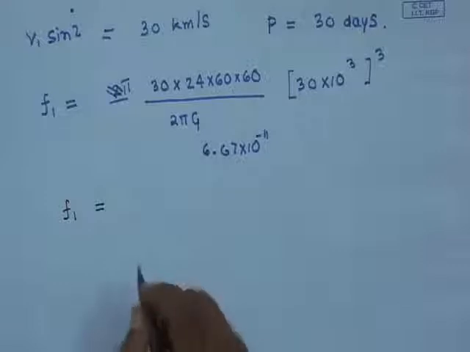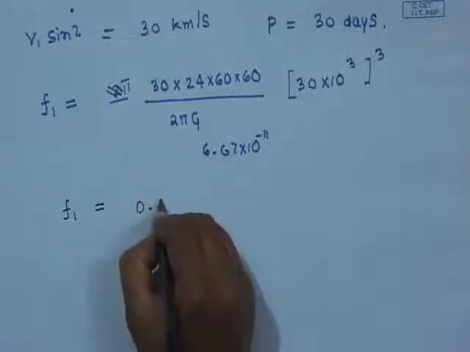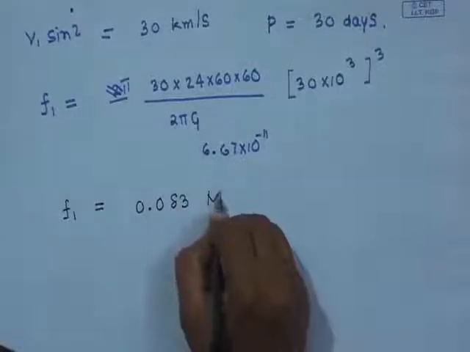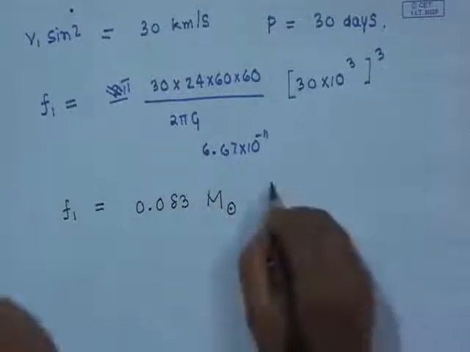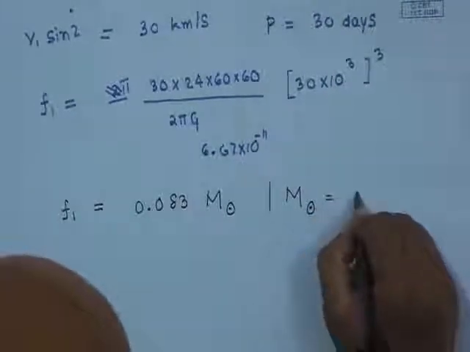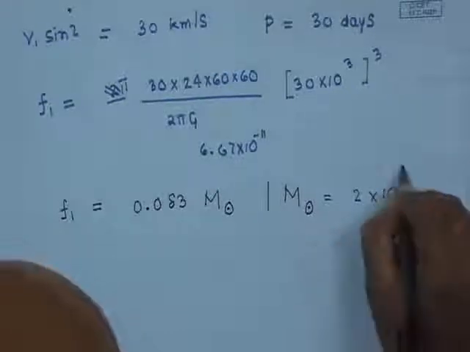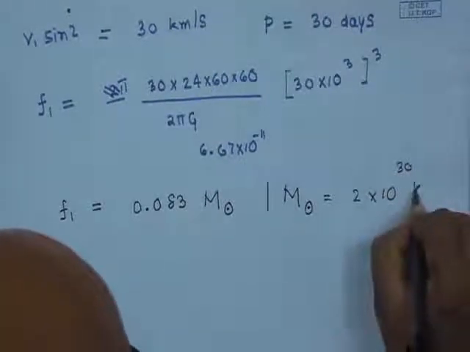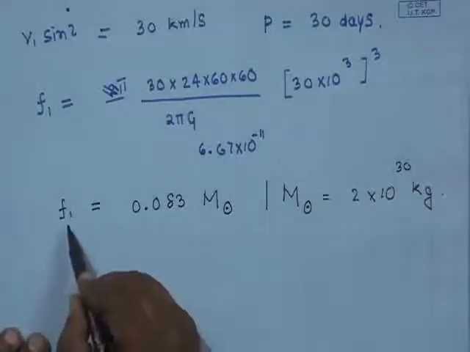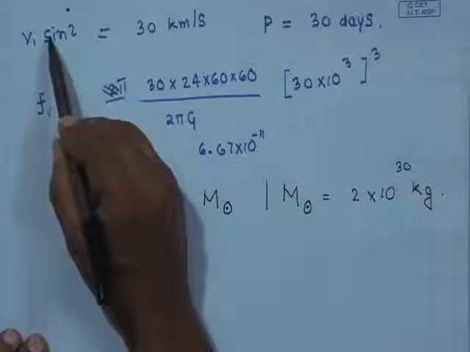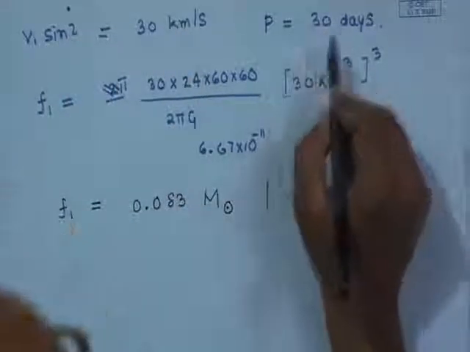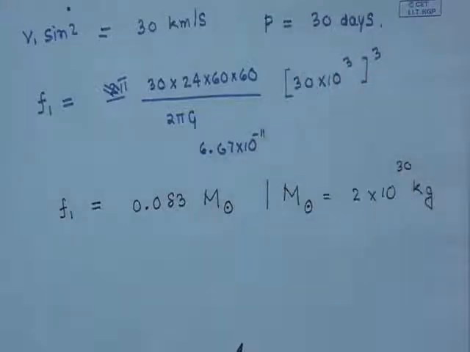And what this gives us is that the mass function of the first object, f1, if you work through this, turns out to be 0.083 times the mass of the Sun. Let me remind you that the mass of the Sun, in whose units we are writing this, is roughly 2 into 10 to the power 30 kg. So, this is the mass function that you would infer from a velocity measurement of 30 kilometers per second and a period of 30 days.